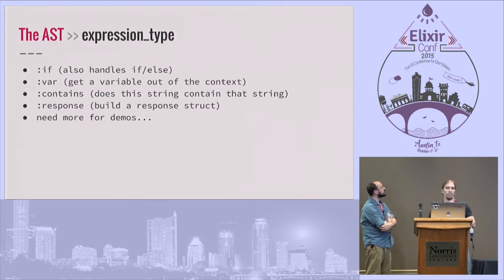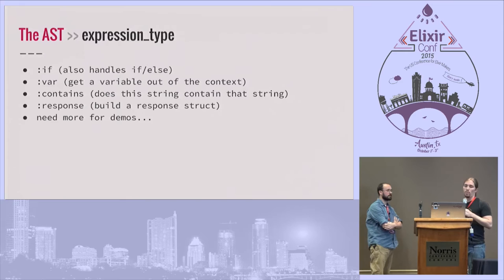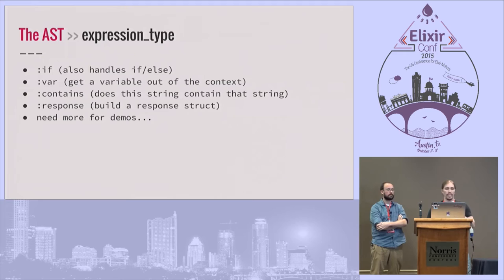Then we have a var, and it can fetch a variable out of the execution context. We put the message the rules are run against into the input variable. So far, this is the only valid variable that we have right now. And then we have contains. It just returns a Boolean that says whether or not the first argument contains the second argument. And then the response just builds a response struct, which is defined in our code. Right now, this is all that our language defines. It would be really easy to add more general or special features as we wanted to.